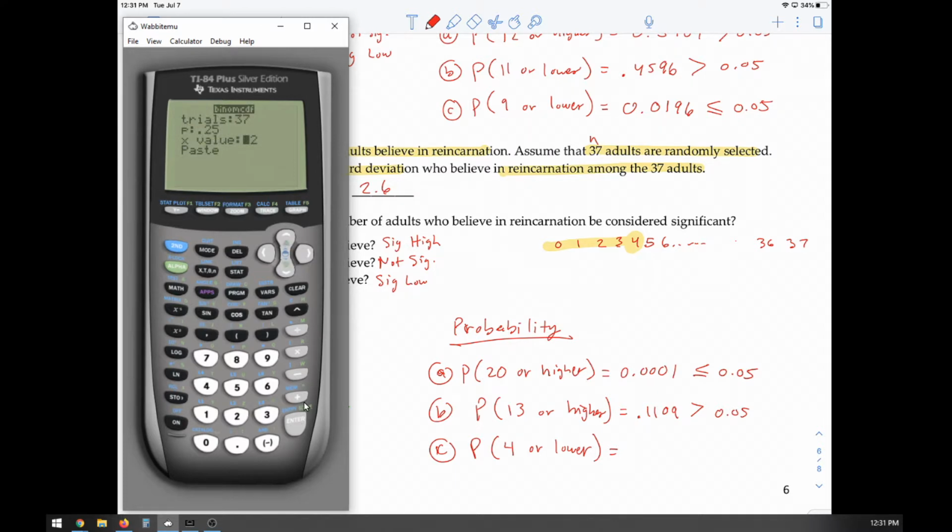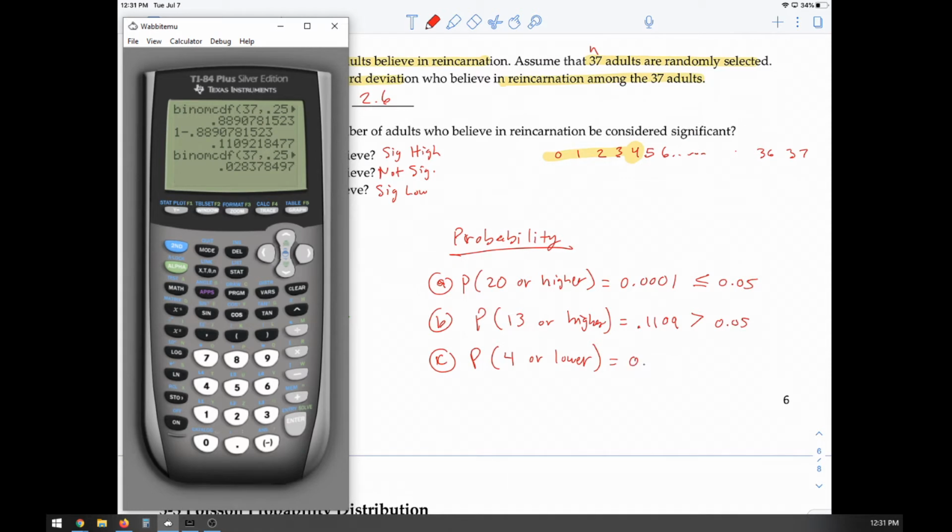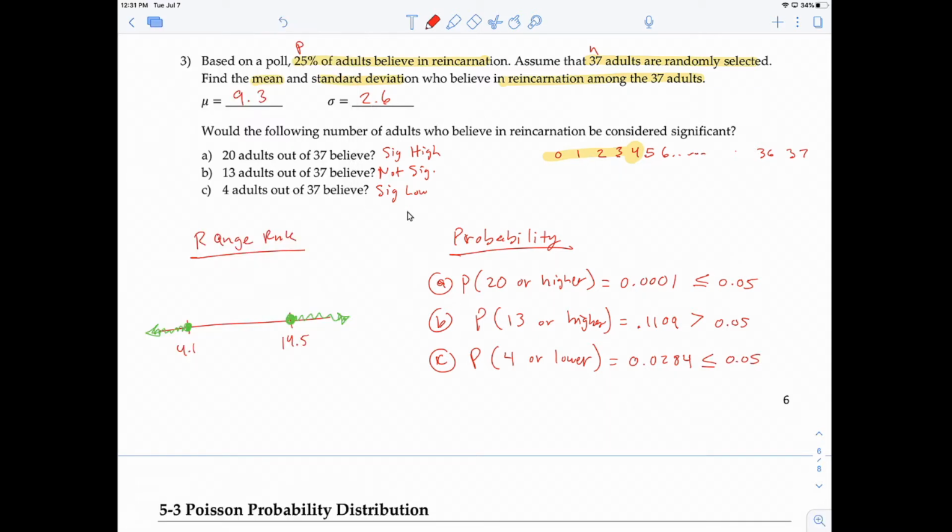Whatever value we put in for x is going to calculate the probability of that number or less. And that's exactly what we want. We want to calculate the probability of 4 or less. So we don't need to do the 1 minus because we don't need to find the complement or anything. It's going to figure things out directly. So the probability of that is approximately 0.0284, which is less than or equal to 0.05, which means it's significantly low. It's significant because the probability is small, less than 0.05. And it's significantly low because this 4 is less than what we expect.